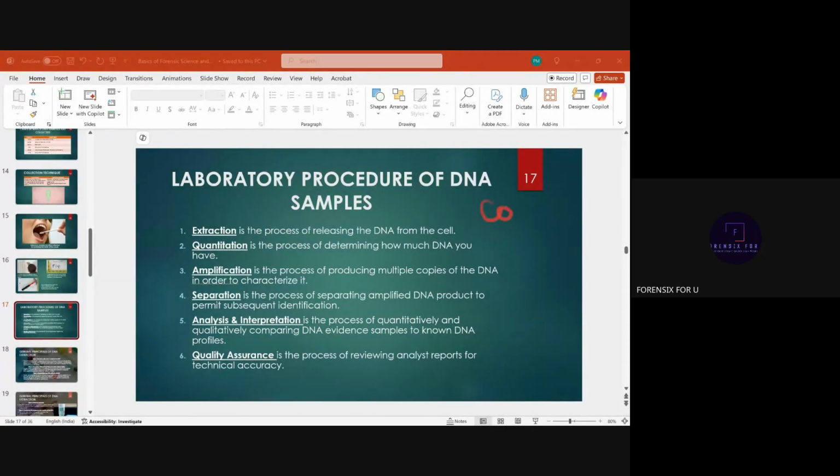So we use the CODIS system. It is the Combined DNA Identification System. Right now, CODIS is working on 26 plus 1 markers. 26 markers are different, and this one that we are saying is amelogenin. Amelogenin is basically a gender discriminatory marker. So the CODIS system is currently working on 26 plus markers in all the FSLs, right?